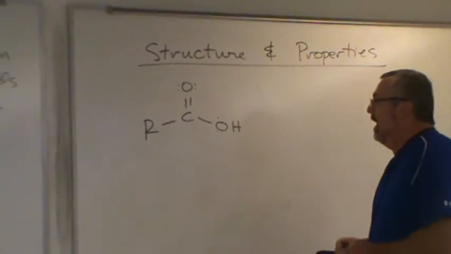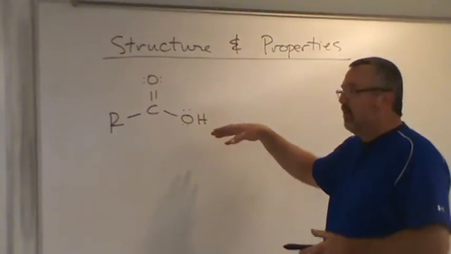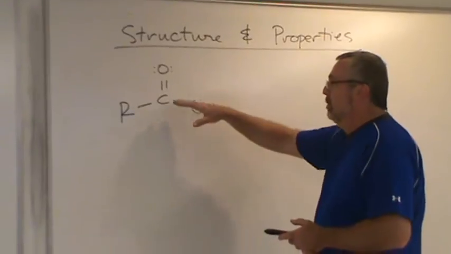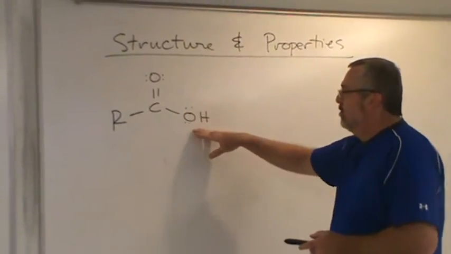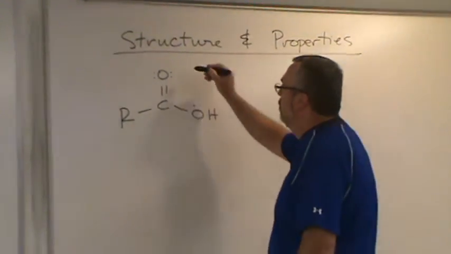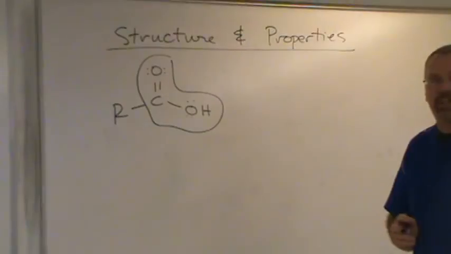With a carboxylic acid, rather than having a hydrogen attached to the carbonyl carbon, that would be an aldehyde, or another organic group, R group of some sort, that would be a ketone, instead we have a hydroxy group, an OH. And so the carboxylic acid group in total has this structure right here. That is the carboxylic acid group.